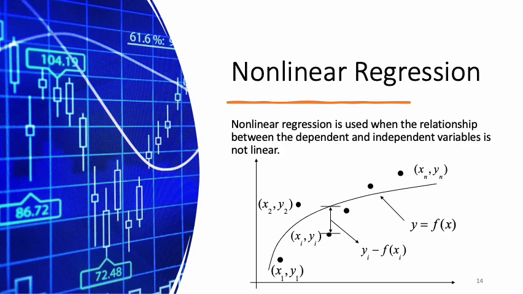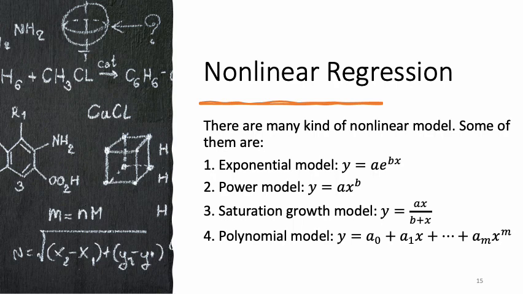Nonlinear regression is used when the relationship between the dependent and independent variables is not linear. These types of regression models are used to model data more flexibly and can represent more complex relationships. Nonlinear regression allows for more accurate modeling of many real-world problems. There are many kinds of nonlinear model. Some of them are listed below: 1 exponential model, 2 power model, 3 saturation growth model, 4 polynomial model.